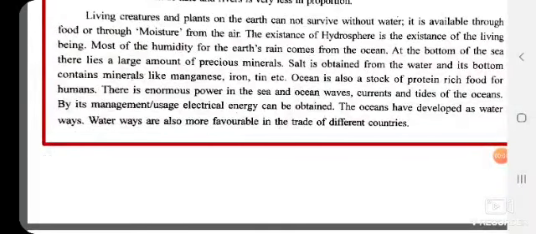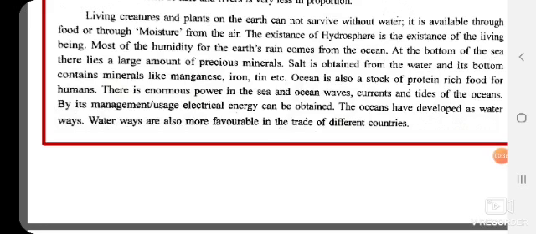Living creatures and plants on the earth cannot survive without water. It is available through food or through moisture from the air. Yes, we are also living beings and we cannot survive. Whether it may be plants or animals, no one can survive without water. The existence of the hydrosphere is the existence of living beings. If water is not there, our life cannot exist.